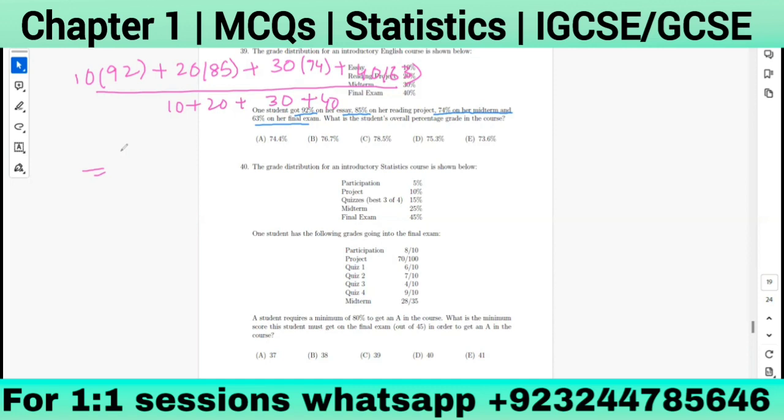73.6. Did we have the option? Yes, so E is the correct answer.